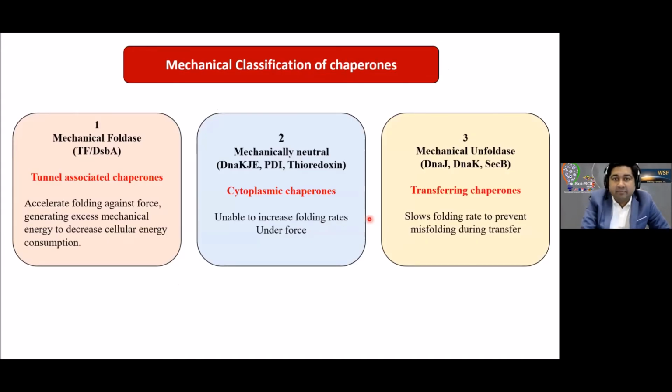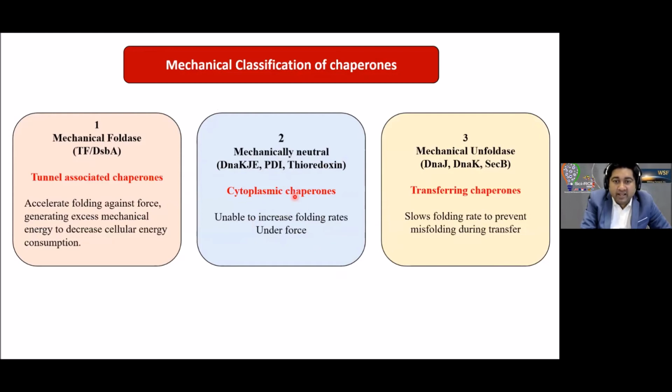So very simply, we classified the chaperones in 3 ways in terms of force. We found that DnaK and DnaJ work as holding chaperones, and to stop misfolding or aggregation, they slow down the folding both in absence and presence of force. Mechanically neutral chaperones like DnaJ, K, or PDI or thioredoxin are strong folders in absence of force.